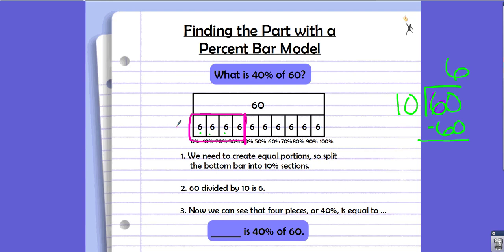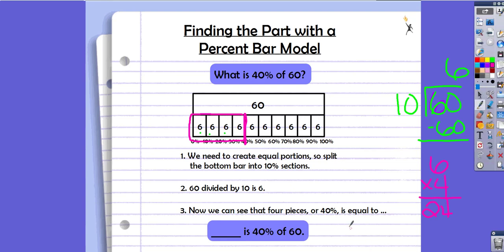I can do 6 times 4, which gives us 24. So 40% of 60 is worth 24.